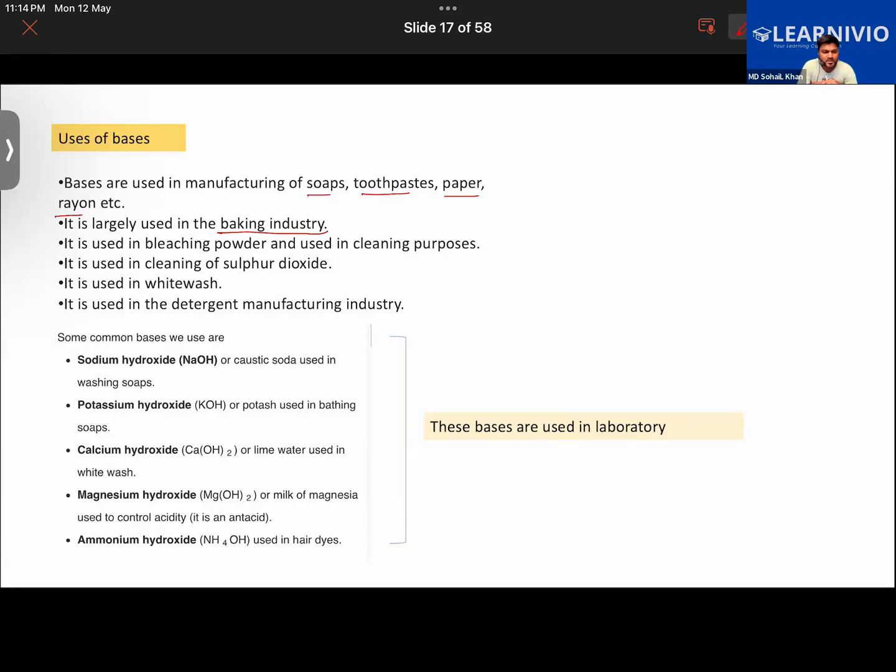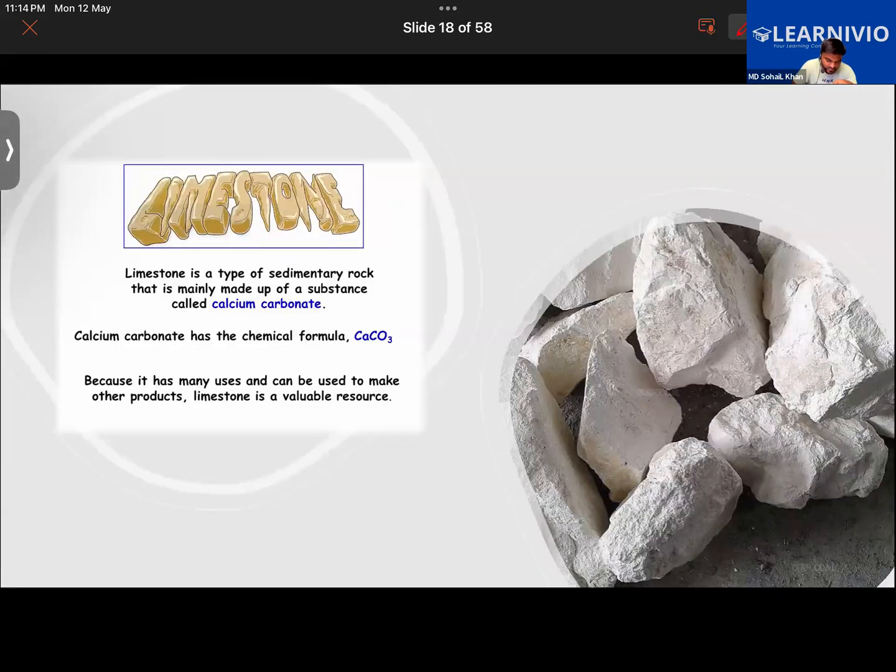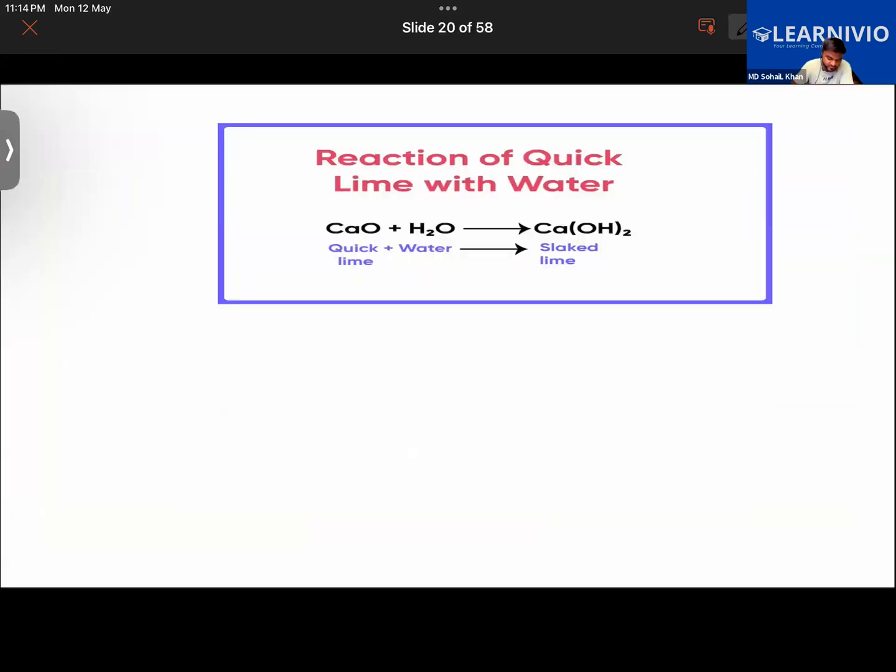Particularly, if you were to talk about bases like calcium hydroxide, we are going to learn where we obtain this calcium hydroxide from. Now this is calcium hydroxide, and it is a weak base, right? We learned about this. So let us understand how we obtain it.